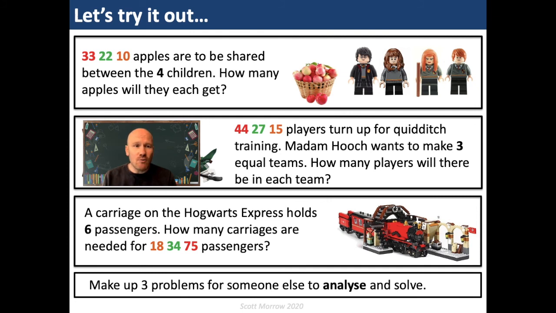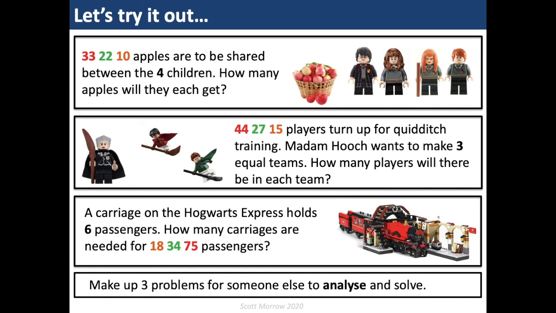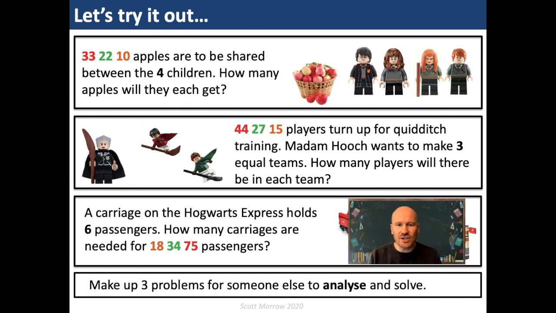If I'm going for the mild problem, I'm going to read that as 10 apples are to be shared between the 4 children. How many apples will they each get? Second question, again, we've got red, green and yellow numbers, so this time I'm going to go for a spicy problem. 27 players turn up for Quidditch training. Madam Hooch wants to make 3 equal teams. How many players will there be in each team?